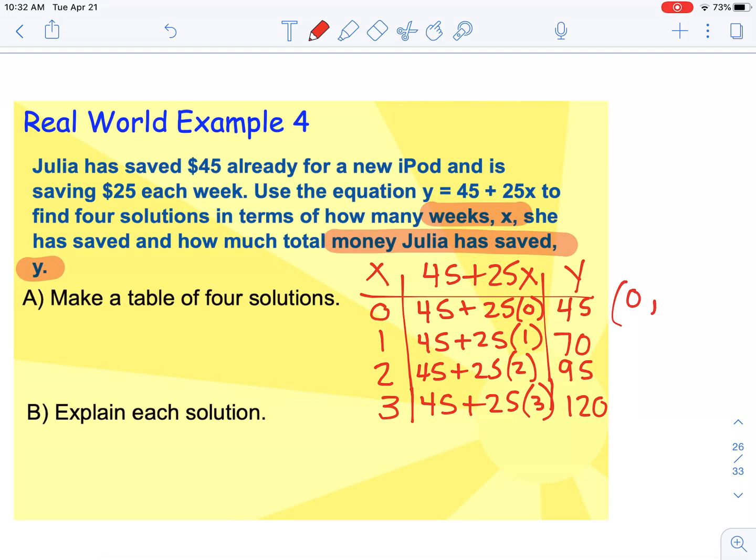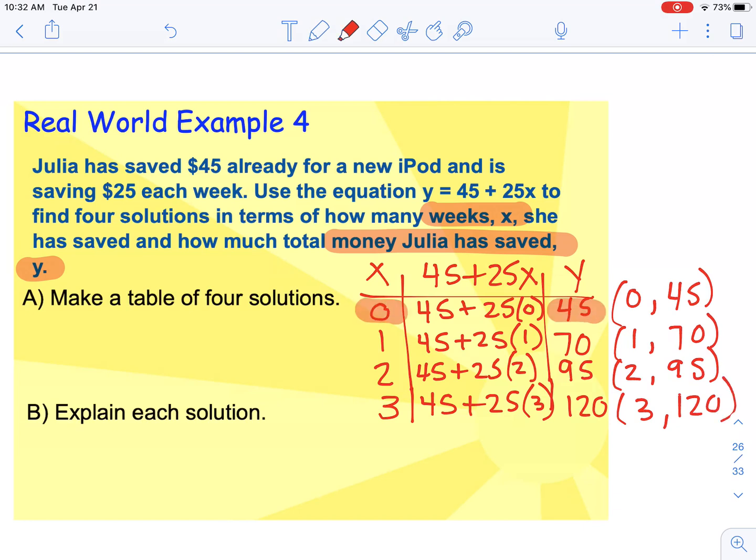So from here, I'm going to just quickly write out my ordered pairs. So when x is 0, y is 45. When x is 1, y is 70. When x is 2, y is 95. And when x is 3, y is 120. So again, all I'm doing to find my ordered pairs is I'm just taking my x and my y values for each of these numbers.